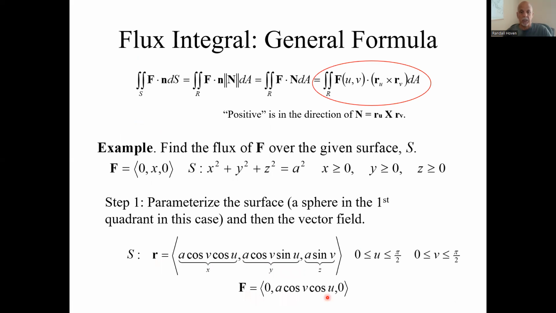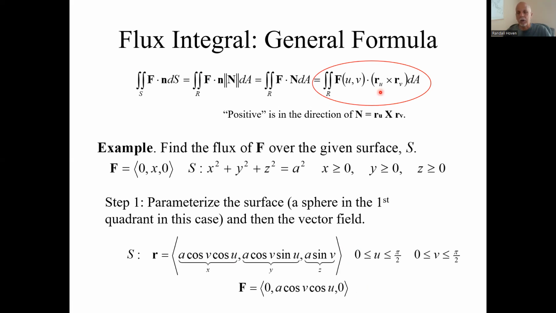Our vector field becomes this. This is the x part, and that's the y component of f. So we put that x there. Wherever there was an x in this f, we replace it with this. If there was a y in here, we'd replace it with this. Wherever there's a z in this f, we replace it with this. In this case, it's kind of easy. All we have is the x, and it just goes in one place. And here are the limits of those u and v. There's our parameterization. What do we do next?